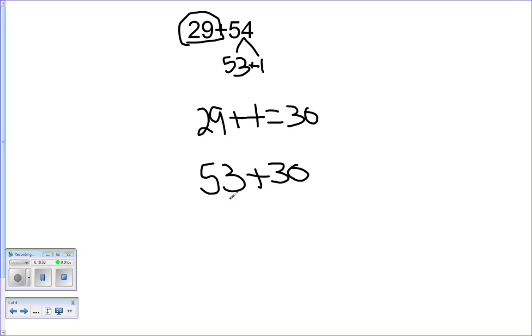Okay, notice I do have a number that has a value in the tens place but no value in the ones place. Okay, so I can very easily say, well, 5 tens and 3 tens is 8 tens. 3 ones and 0 ones gives me 3. So my answer here is 83.